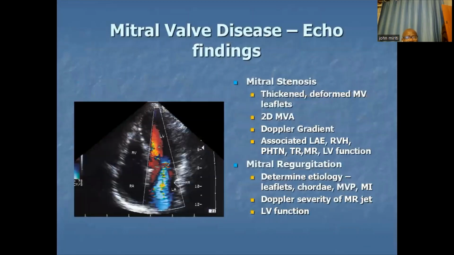On echo findings of the mitral valve, you see that the mitral valve is thickened and deformed, with deformed leaflets. With 2D and Doppler, you see that the mitral valve area is diminished, and Doppler evaluates left atrial enlargement and left ventricle hypertrophy, pulmonary hypertension, and tricuspid and mitral valve function. Mitral regurgitation has a determinant etiology, manifesting as leaflet or chordal disease, mitral valve prolapse, and myocardial infarction. Doppler assesses severity of mitral regurgitation and left ventricular function.